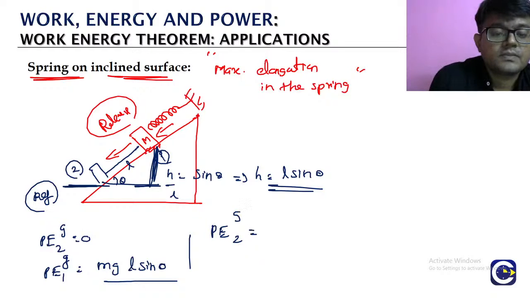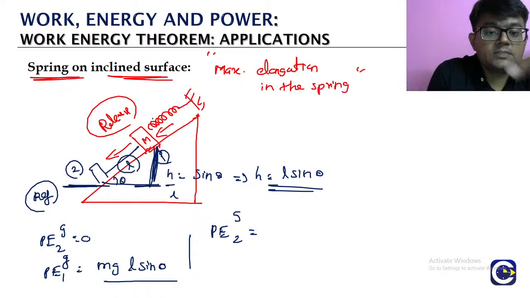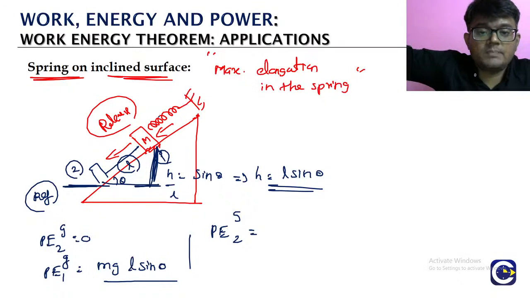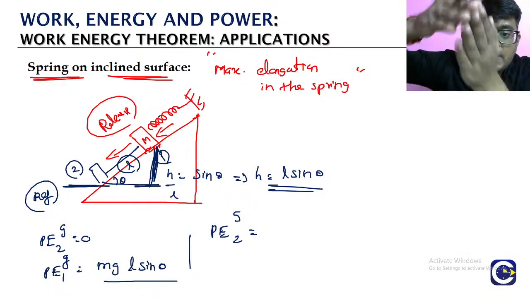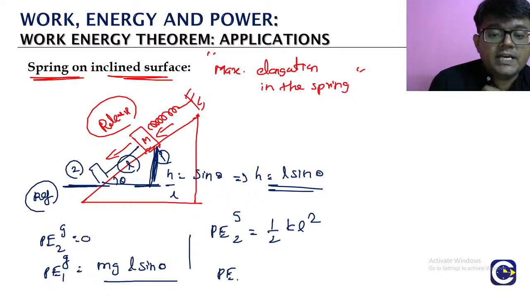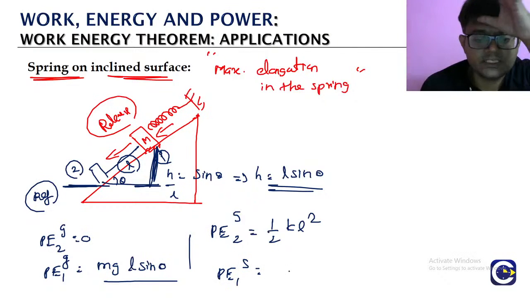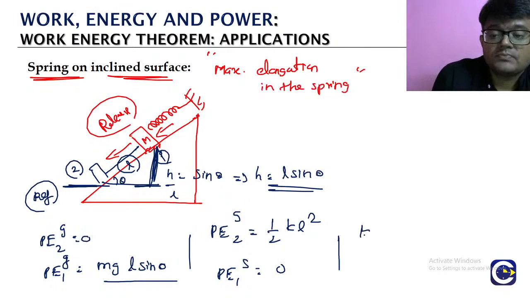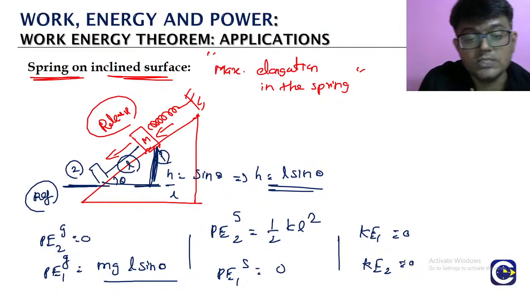Now the spring. If the block comes down along the plane by a value L, the spring is also elongated by the same value, right? So the spring potential energy in the final state is half k L square. Initially, the spring will be in the natural state. That is our assumption. So potential energy is 0. Initially we are releasing, which means the kinetic energy of the block will be 0. Finally, the block will also come to rest, so kinetic energy will be 0.